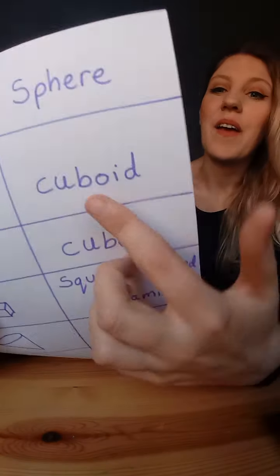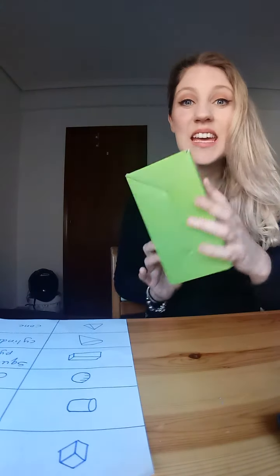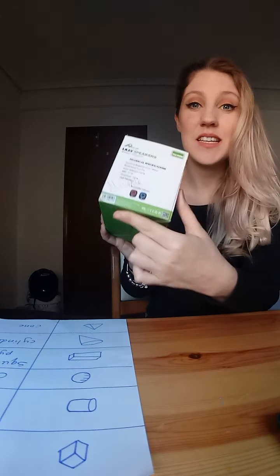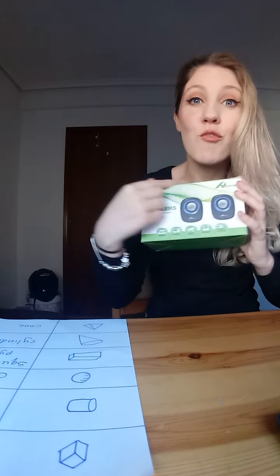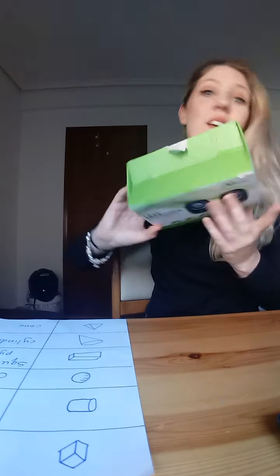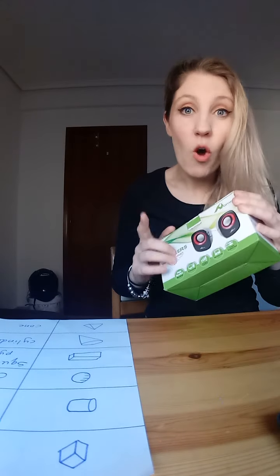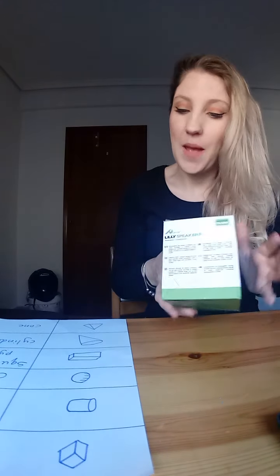The next thing is a cuboid. Now, I have a cuboid here. A cuboid is a box, but not all of the faces are square. Some of the faces are rectangles. So if some of the faces are rectangles, this is a cuboid. If all of the faces were square, then it would be a cube, wouldn't it?